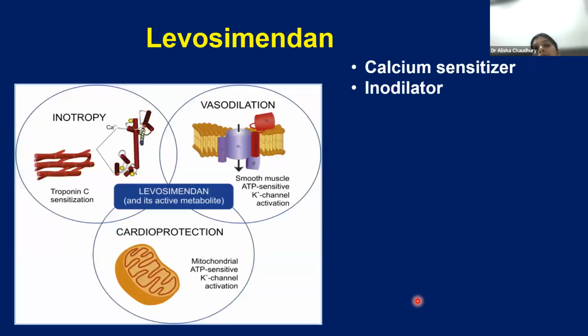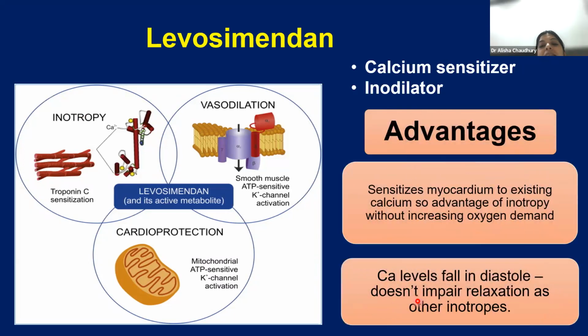The other inotropes in the ICU, which you may not be using on a regular basis, but just for knowledge, you should know, is levosimendan. Levosimendan is actually a calcium sensitizer. It sensitizes the myocardium to the existing calcium, due to which the contraction is better. So that is the inotropy.